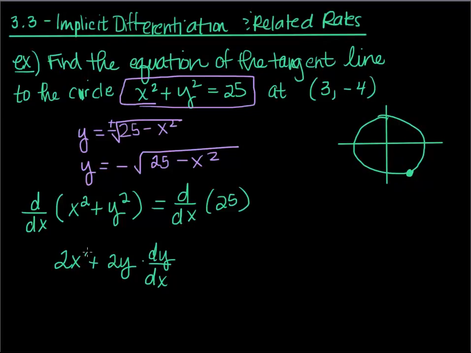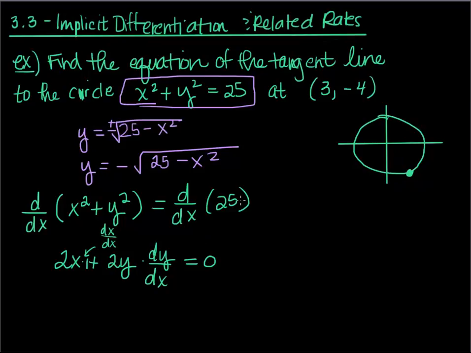Notice here, we actually technically did bring the 2 down, do the general power rule. We multiply by the derivative of the inside, but that's just the derivative of x with respect to x, which would just be 1. So I technically have a 1 in there. And then this is all equal to 0 because 25 doesn't care what x and y are doing. It is a constant. It's not going to change with respect to x or y.